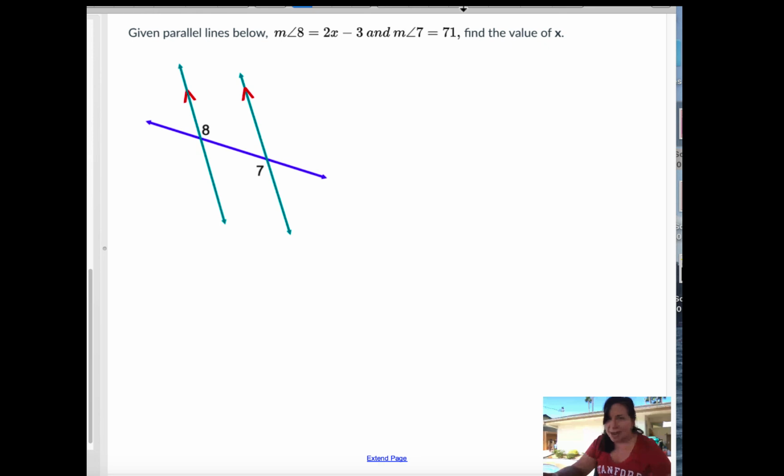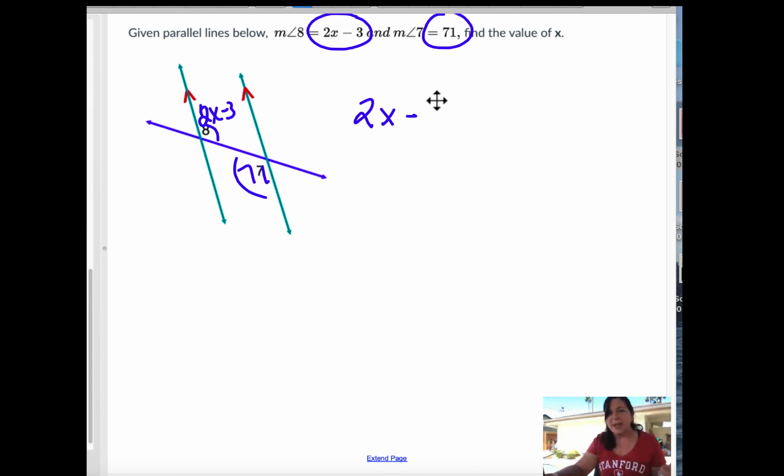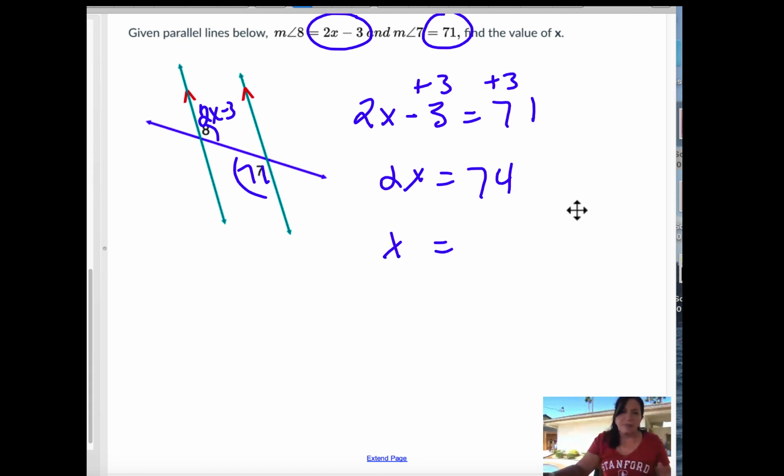For this problem, which is actually the last problem, it's telling you that you have parallel lines and that angle 8 is 2x minus 3 and angle 7 is 71. So we know that's 71 and we know this is 2x minus 3. And what you need to remember is that these angles here are alternate interior angles. What that means is that they are congruent. So I can say that 2x minus 3 equals 71. I'm going to add 3 to both sides, and I'm going to get 2x is equal to 74. I'm going to divide 74 by 2, and I get 37, so I get x is equal to 37.